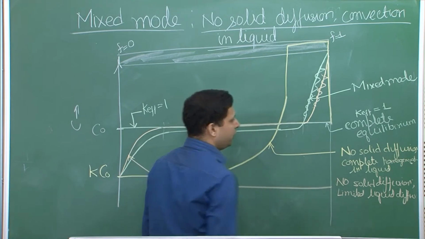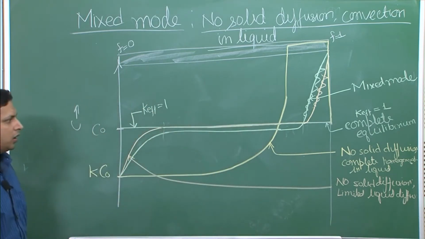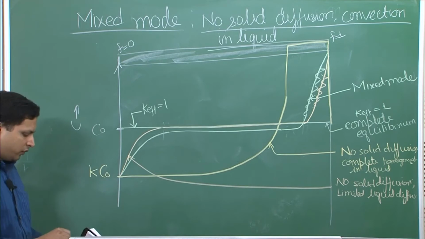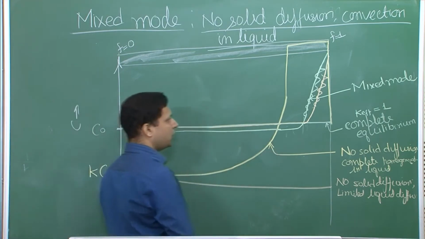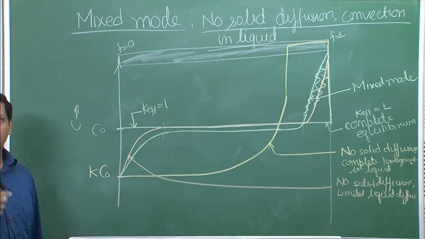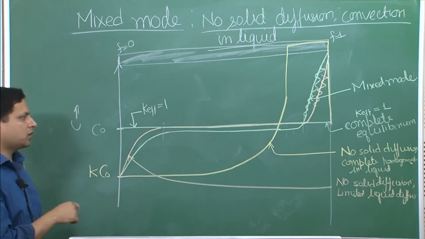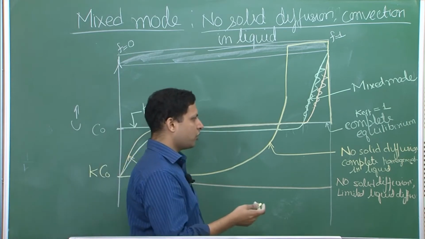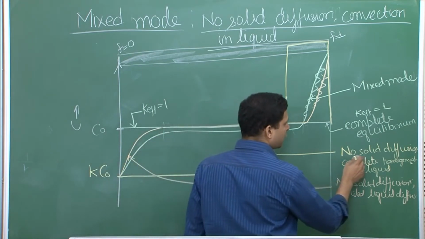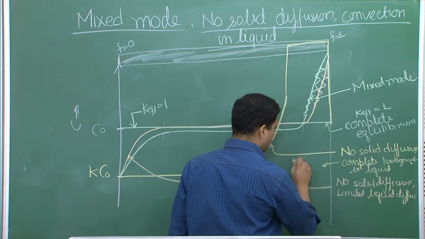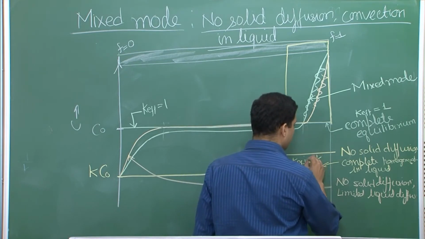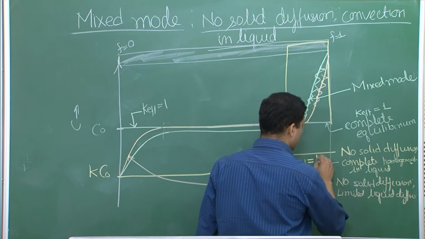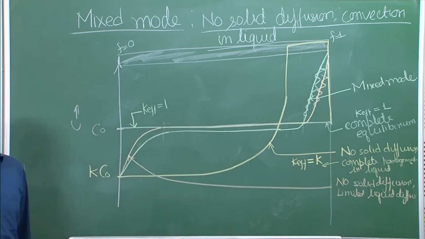When we have no solid diffusion and complete homogenization in liquid, we see that there is a very wide variation of the solid. So the solid does not get very close to the concentration of the alloy, and therefore here the K effective is actually equal to K, whatever K that we obtained is what describes the solute concentration.